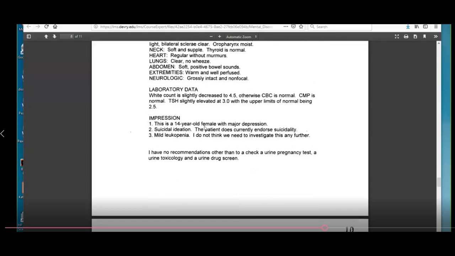So the impression is that 14-year-old with major depression, suicidal ideations, the patient does not currently endorse suicidality, and then mild leukopenia. And the physician says, I do not think we need to investigate this further, which that's important to know. So we're not going to code something that doesn't warrant treatment, workup, or complicate care. So even though the leukopenia is listed as a diagnosis here, it's not something significant. They're not treating it. They're not even going to work it up. So that we wouldn't code where the major depression and the suicidal ideation are, right? We're talking about those constantly. So those are going to be coded.